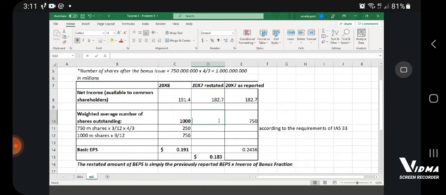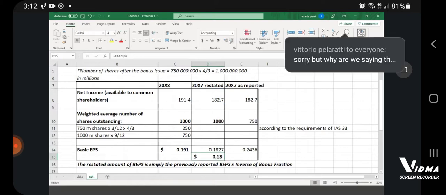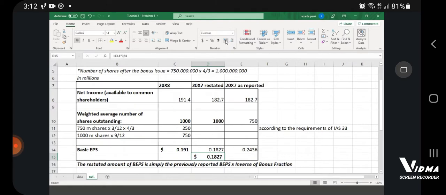That means to take the new number of shares after issuing the bonus, 1,000 million, and take it back to the beginning of the first period. So the restated number of shares in 2017 would be 1,000 million. That means that the restated basic earnings per share for 2017 would be the net income divided by the adjusted weighted average number of shares to reflect the bonus issue. We would have, as you can see over here, the same amount. I will go to the chart right now. You see that we have the same amount of basic earnings per share.